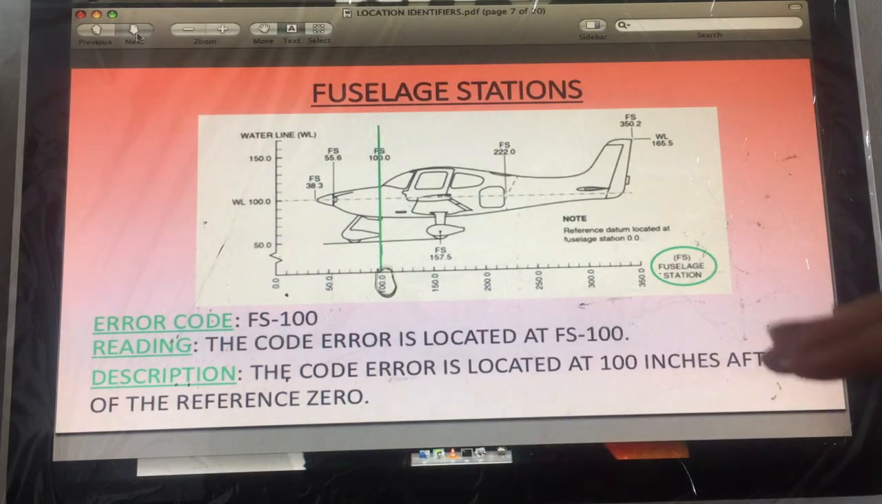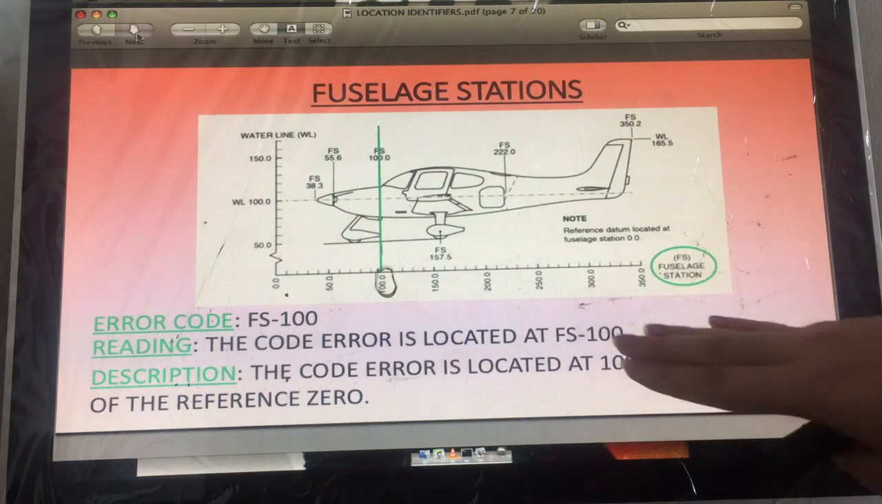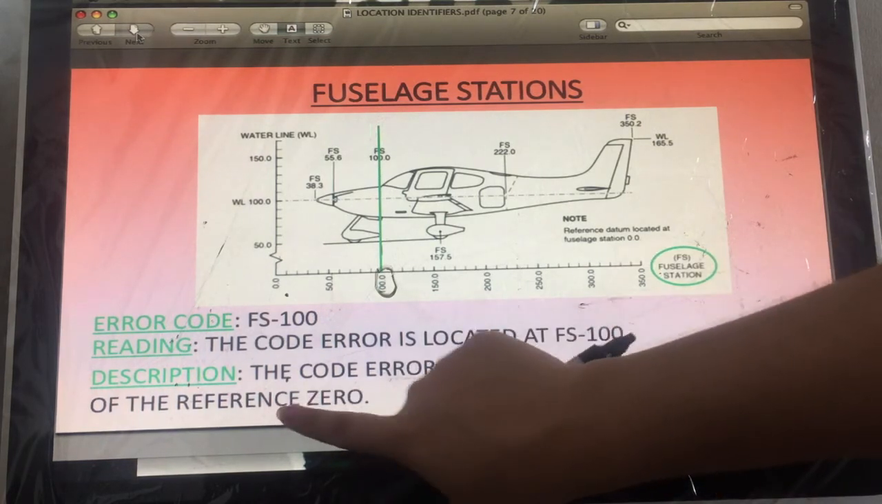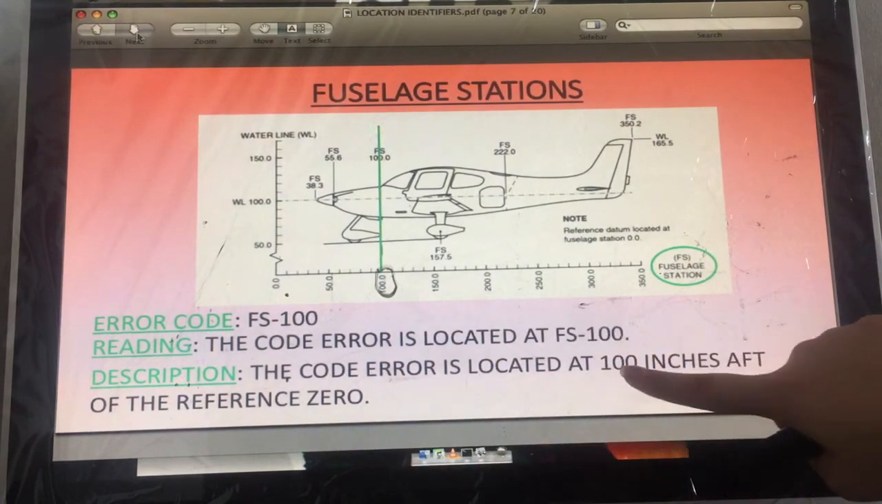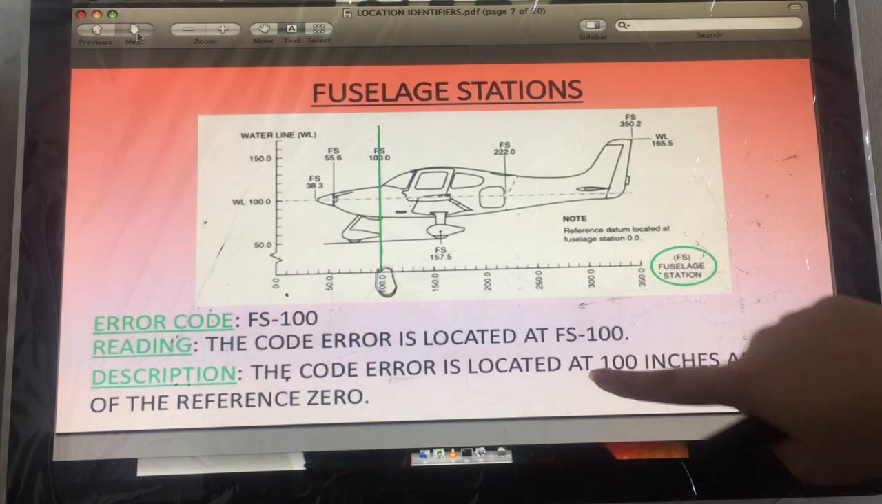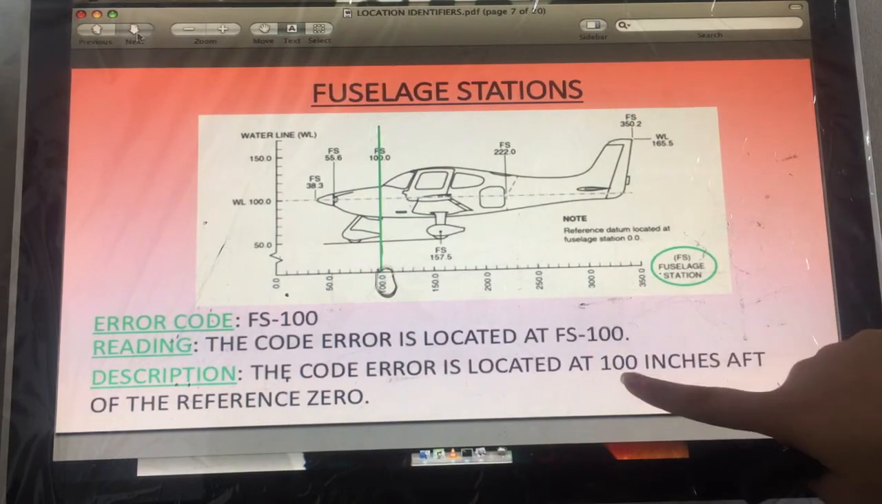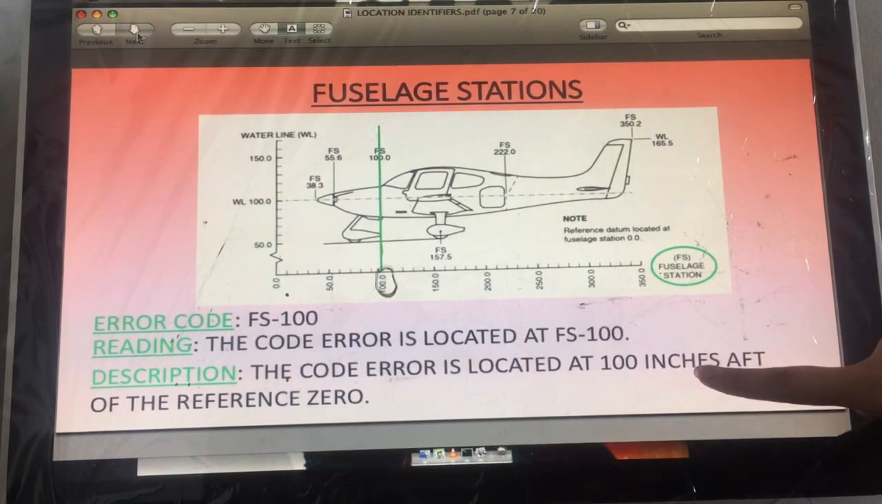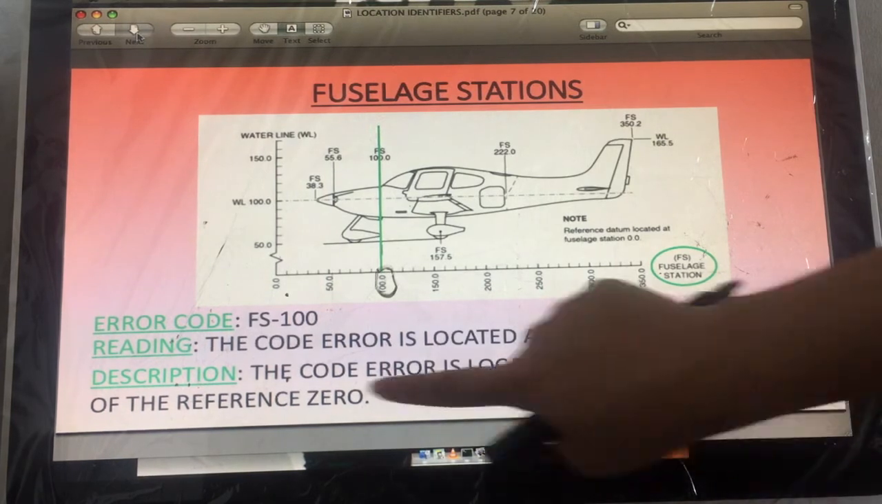Even if we don't indicate that it's at a fuselage station, you know it's there. How? Because of the reference point. So, you'll write, the code error is located at 100 inches. You don't need to put FS dash anymore because this is already the description. We specify where on the aircraft it is. Write 100 inches because I said all measurements are in inches, whatever the location identifier. Aft of the reference 0.